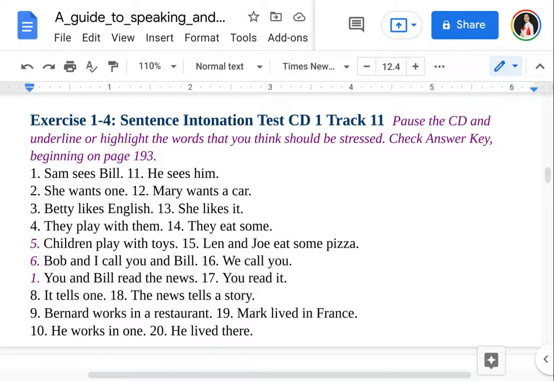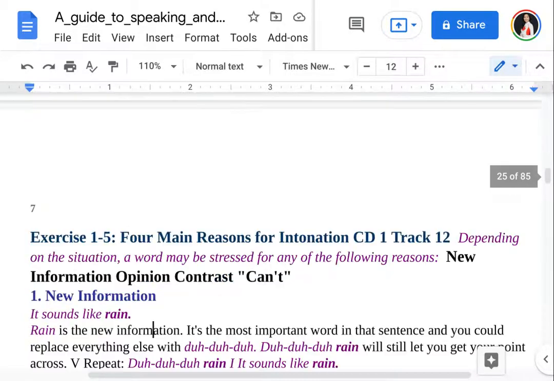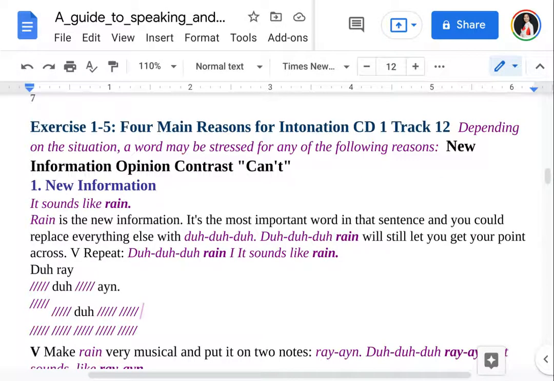Exercise 1-5, 4 main reasons for intonation. Depending on the situation, a word may be stressed for any of the following reasons: new information, opinion, contrast, and the word can't. 1. New information.